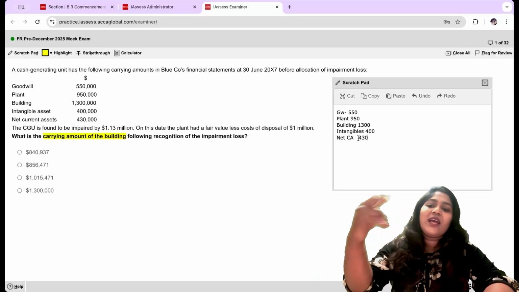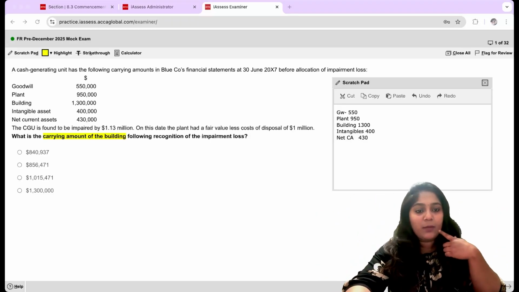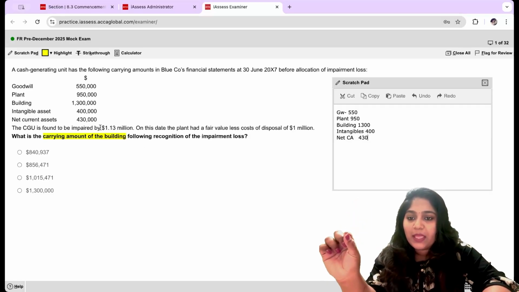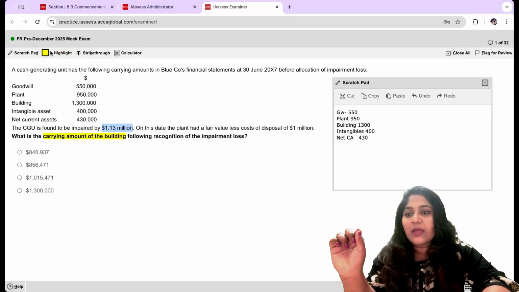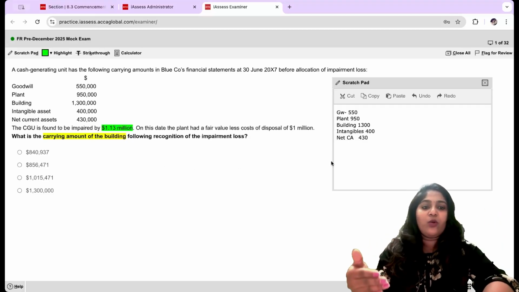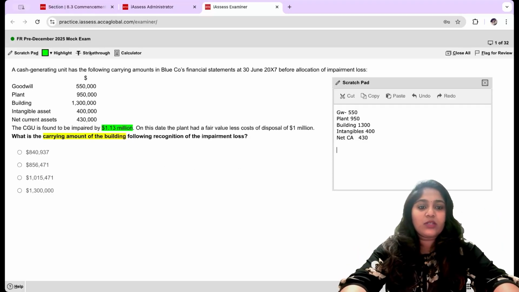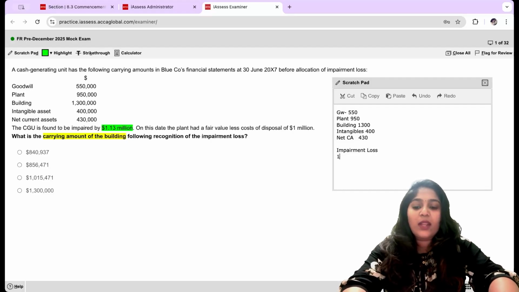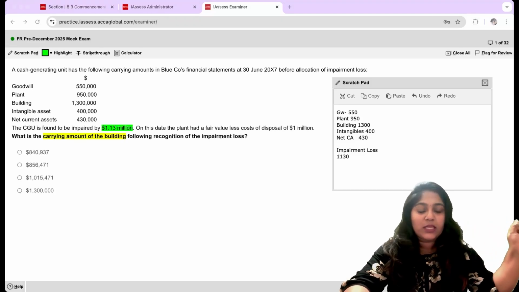So now you don't have to calculate the recoverable amount because they have clearly said the CGU is found to be impaired by 1.13 million. Please highlight it. This is something that you need to know. So it has been impaired by 1.13 million. That means what is your impairment loss in this question? Impairment loss that we have to allocate is $1,130,000. That is nothing but 1.13 million.